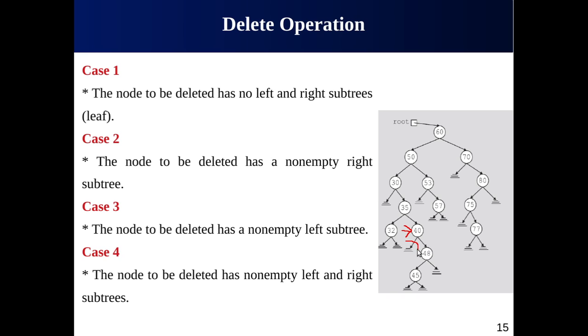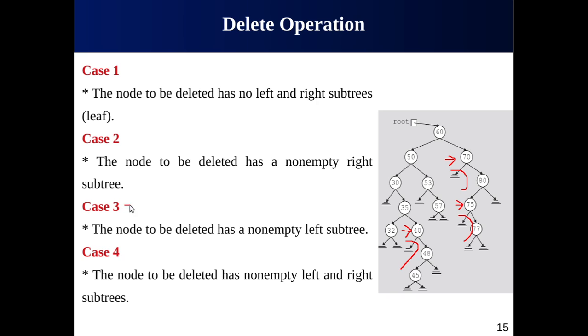Why? Because the left subtree is absent. Another example, if you want to delete this 75, that is an example of case number 2. Why? Because the left subtree is missing. If you want to delete 70, that is considered to be case number 2. Why? Because the left subtree is missing. And so on. So in case number 2, the node to be deleted has no left subtree.